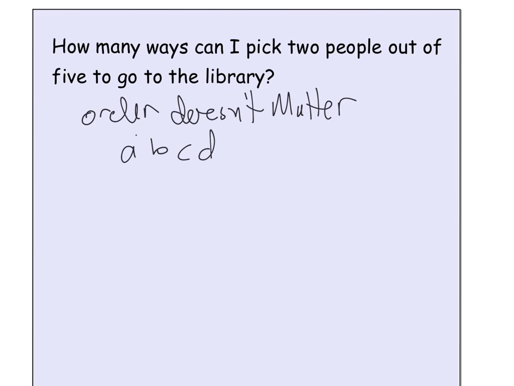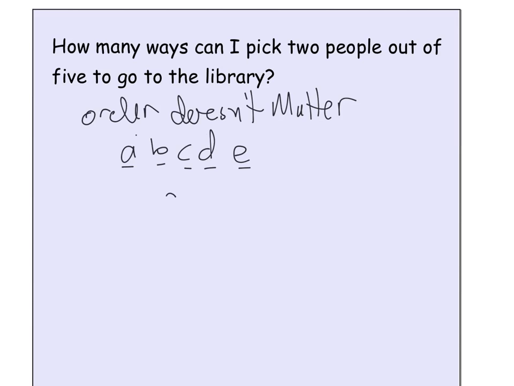Okay. Just wanted to record this. So order doesn't matter in this case when you're picking two people and they don't have different positions. You're just picking two people to do something. We'll say it's person A, B, C, D, and E right here. So how many ways could I pick them?